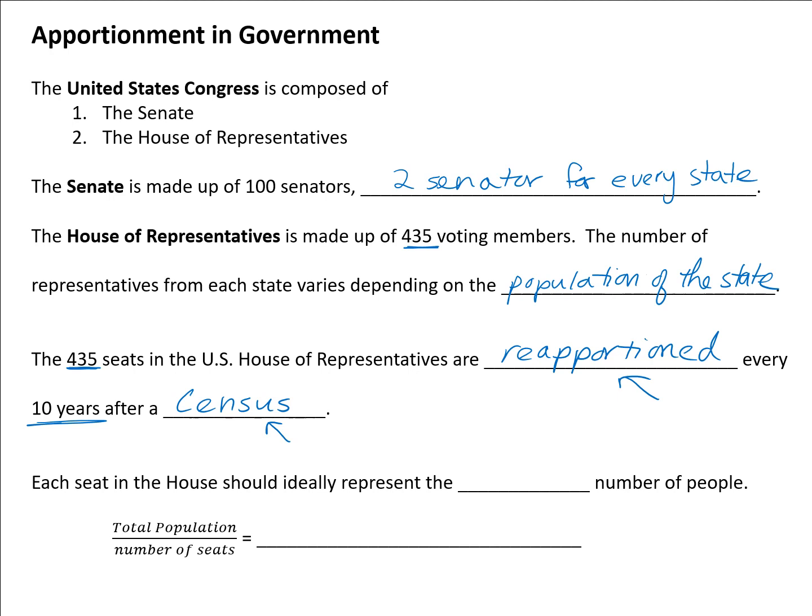Now, each state in the House should ideally represent the same number of people. Okay? That's the ideal, that each seat represents about the same number of people. So if you think about doing that, that would be the total population of the United States divided by the number of seats. So that would be 435. And we would work out an ideal number of people. We call this the standard divisor.